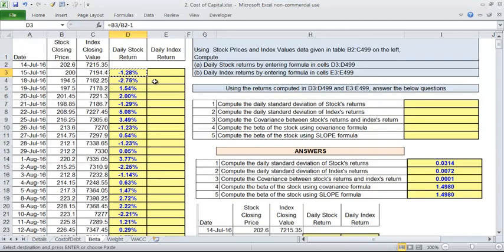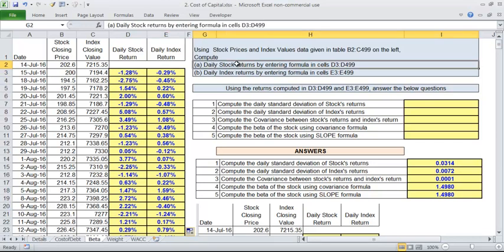For the daily index return, you can drag this formula here, and you can just check it is computing this by this, which is correct, and we will double click here. So I have got the daily returns for the stock and the index. Now using the stock prices and the index value, we have to compute the daily returns, and the index return, which we have done.